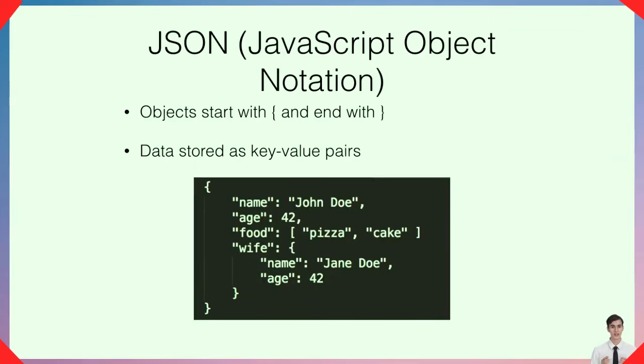Documents stored in MongoDB are in the JSON format. If you're not familiar with what JSON is, that's fine because it's very easy to understand and it's also very human readable. JSON stands for JavaScript Object Notation. Objects in JSON start and end with curly braces, and data is stored as key value pairs. Here is an example of an object. You can store strings like John Doe, or you can store numbers like 42 without quotation marks. And you can also store arrays, for example, this array of strings right here. You can also store objects within objects.